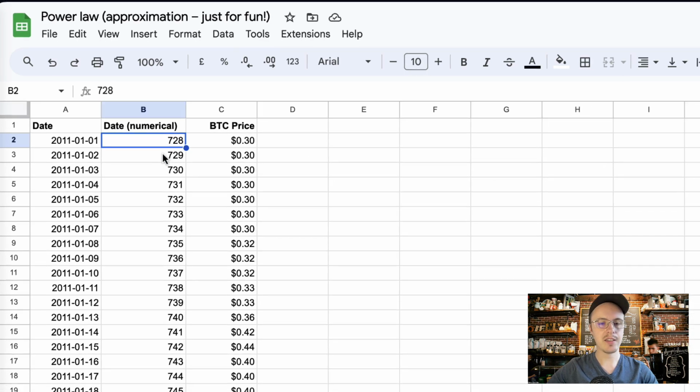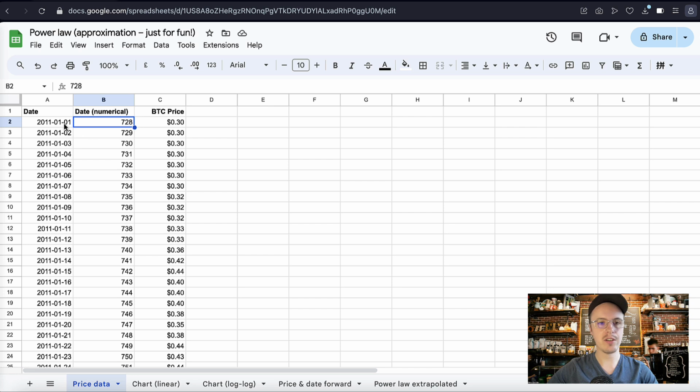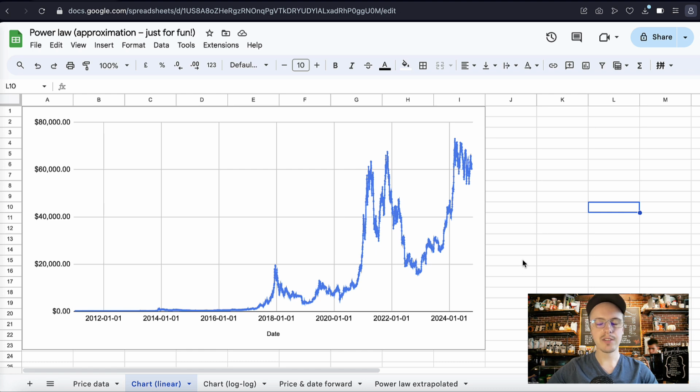And the reason I need that is because you can't run a regression on a date value. You also can't take the logarithm of a date. So we're just taking a numerical representation, in this case, the number of days since Bitcoin began. Okay, and then the third column, I have the actual Bitcoin price. All right. So if we plot that on a regular chart, it looks like this.